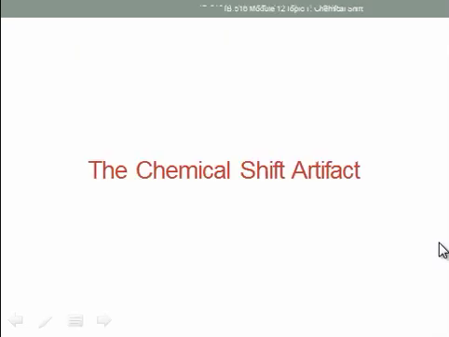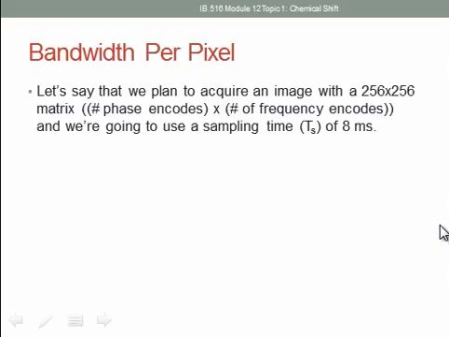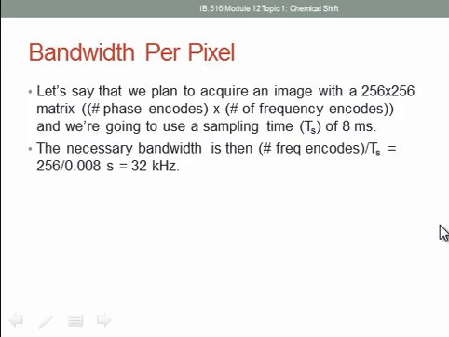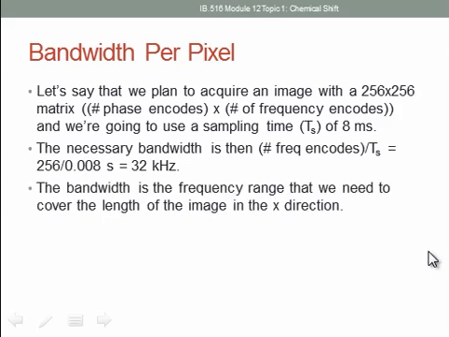Okay, so now let's get into the actual chemical shift artifact. An important parameter that we have to talk about is something called bandwidth per pixel. So if we were going to acquire an image with a 256 by 256 matrix, and we're going to use a sampling time of 8 milliseconds, the necessary bandwidth is 256 divided by 0.008, which is 32 kilohertz. And this is the frequency range that we need to cover the length of the image in the x direction.